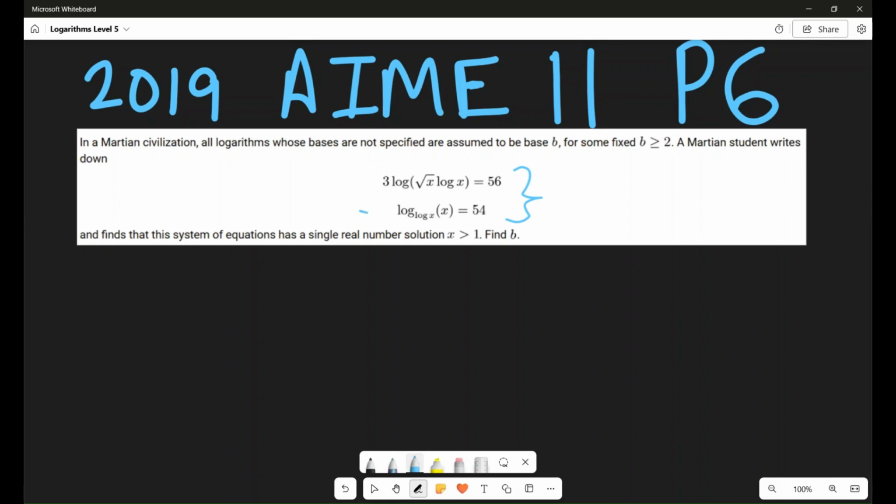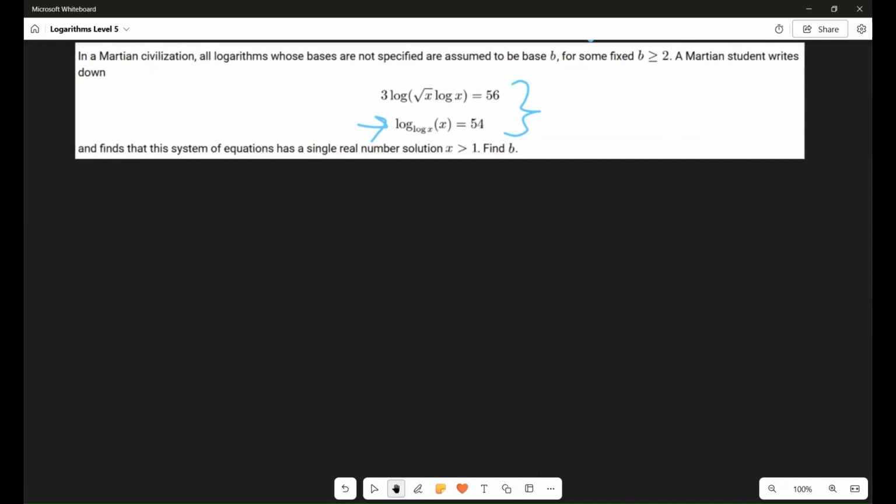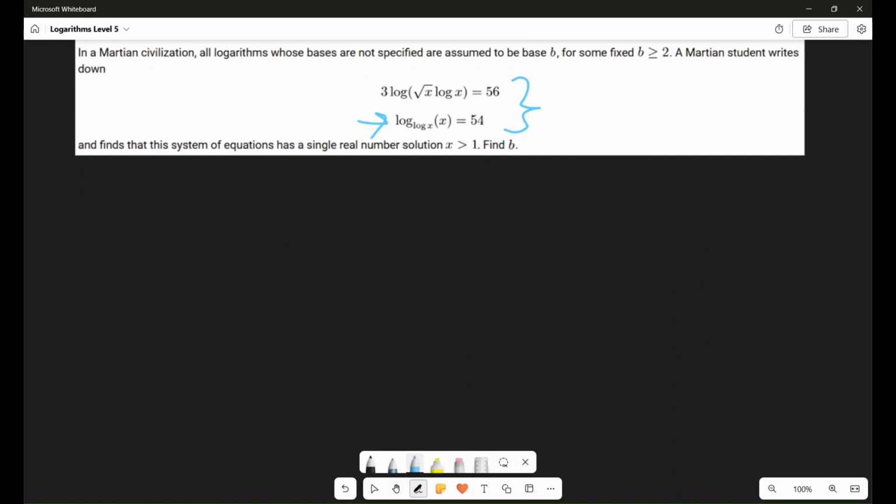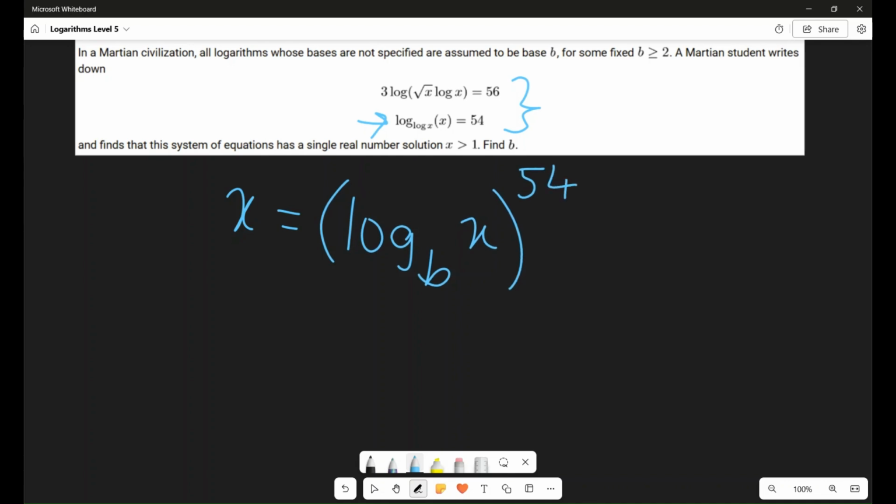So first, looking at this second equation, we see that we have that nasty log x as a base itself. So let's try to get that out of there. We don't want logarithms in the base, right? We want to deal with logarithms base b, since that's the base that we want to look for. So if we convert it to exponential form rather, we get x is equal to log base b of x to the power of 54. And I'll write the base of b just for clarity so that we know what we're solving for later.